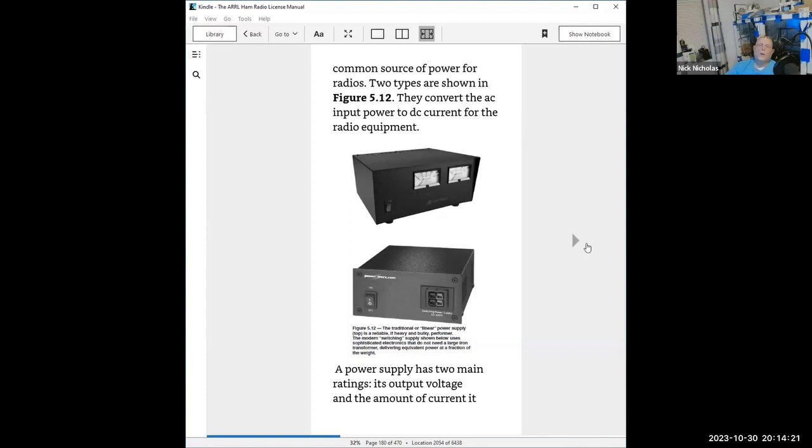Analog power supplies are simple, but they're heavy because of large transformers. The larger you need them, the bigger, the bulkier they are. They have advantages. One of the advantages is they tend to be much cleaner than digital power supplies.